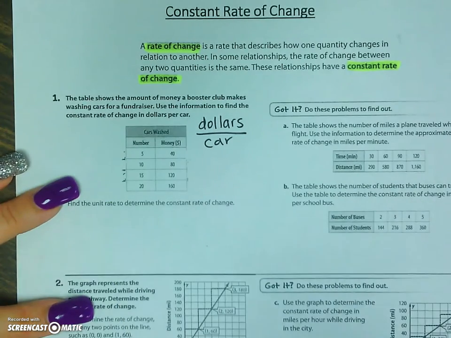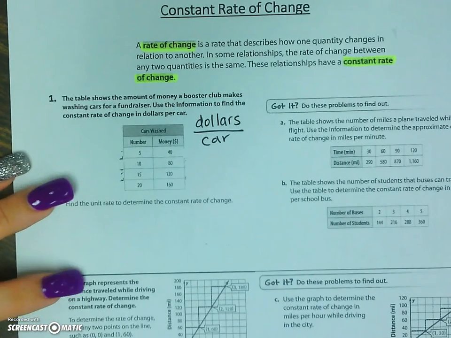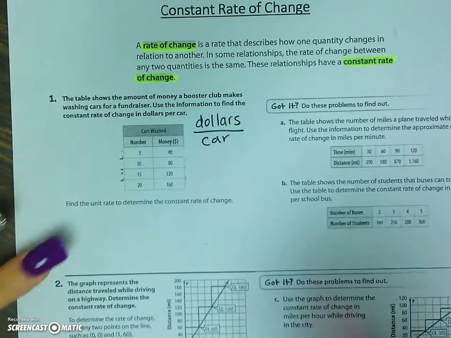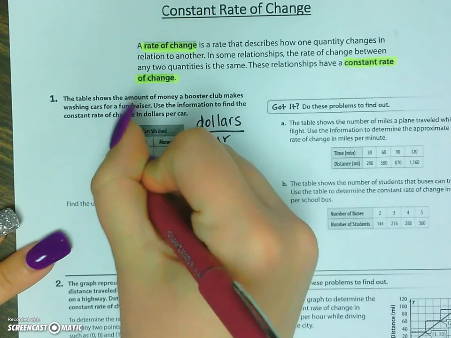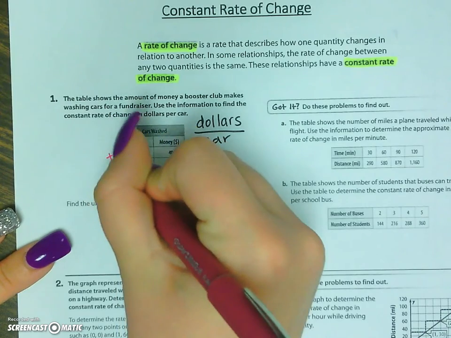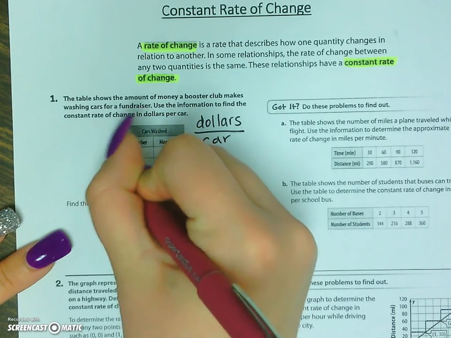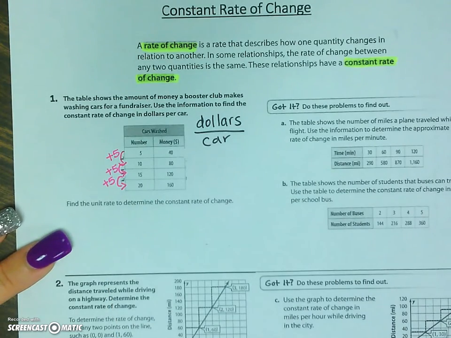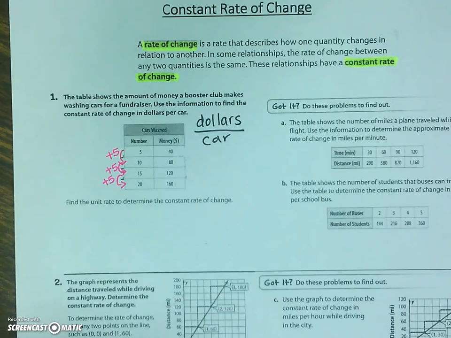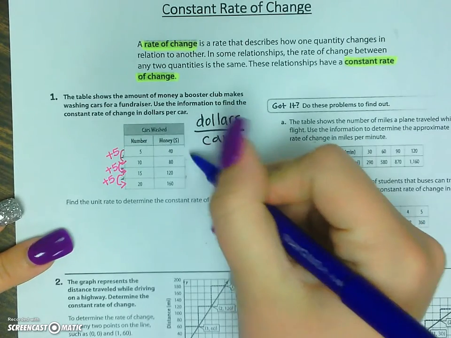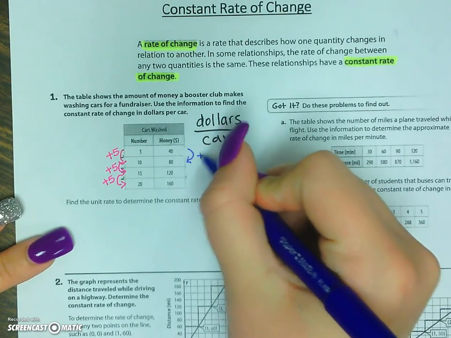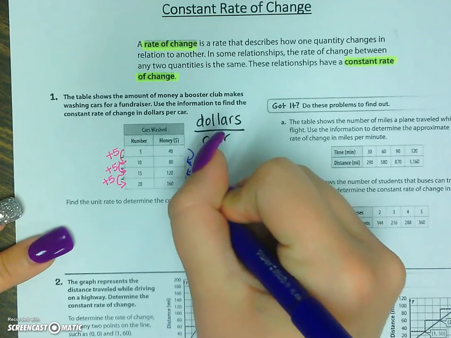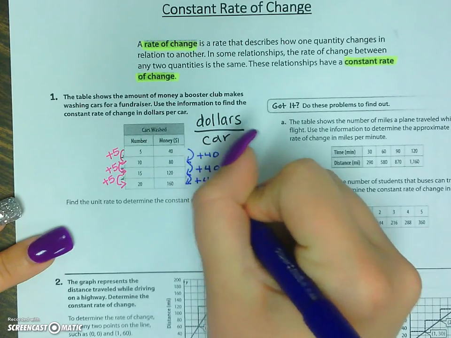Okay, so let's look at what's changing. First, let's look at the number of cars. I see that it goes from 5 to 10 to 15 to 20. So it's increasing by 5 each time. Okay? Now let's look at the money, the dollars. It goes from 40 to 80, so it's increasing by 40. 80 to 120, it's increasing by 40 again. And 120 to 160, plus 40 again.